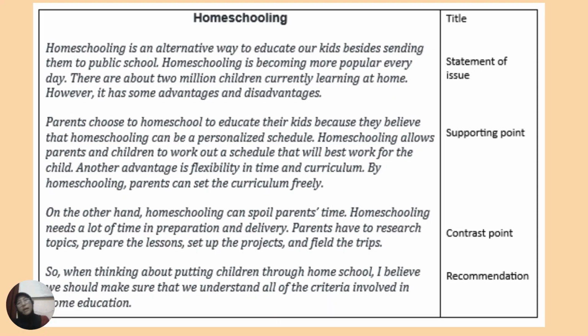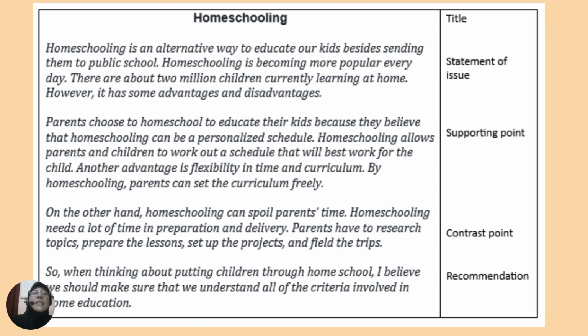Okay, this text is about homeschooling. Now, from these screens that it's clear for you, when you want to analyze a text based on the generic structure. Remember, I stated that the generic structure for discussion text is first, statement of issue; second, supporting points; third, contrast point; then the last is recommendation. You can see from the screens which part is showing the statement of issue. Usually we put it in the first paragraph of a discussion text.